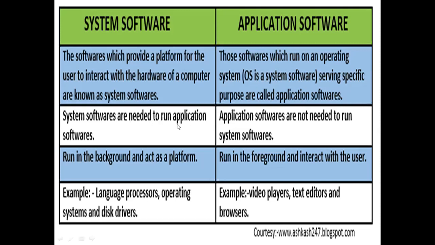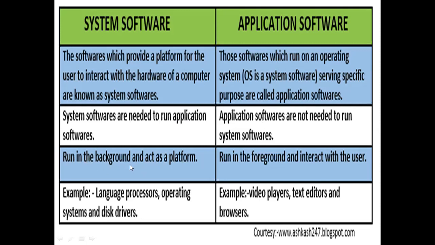System softwares are needed to run application software. If you want to run application software, system software should be there. If you want to play a game on mobile, Android should be there. Application softwares are not needed to run system software. If you want to use Android on a mobile phone, it is not compulsory that you should have application software. Again, I'm repeating: for system software, application software is not compulsory, but to run application software, system software is compulsory. Let's look at the third point.